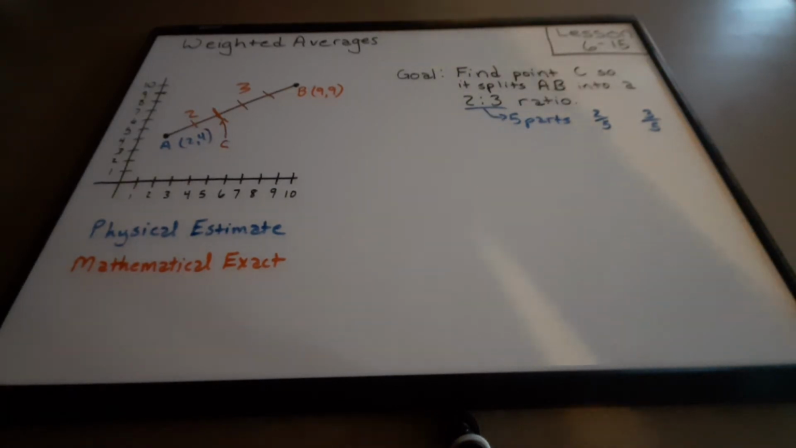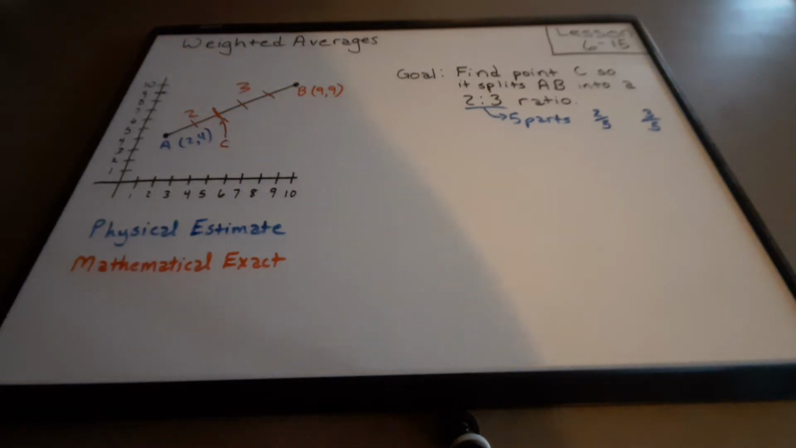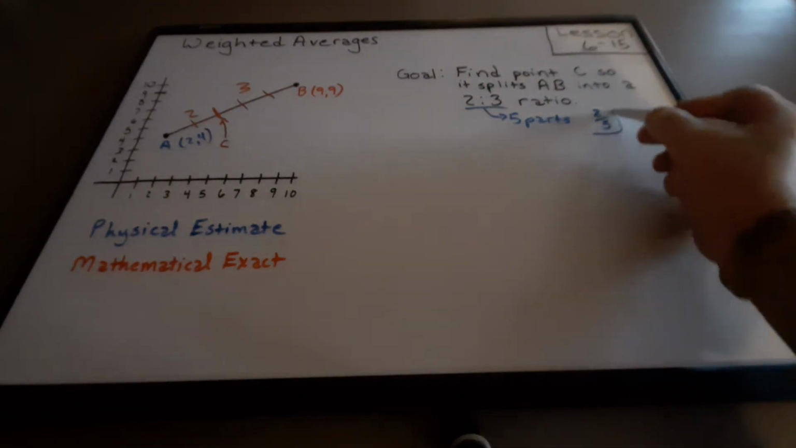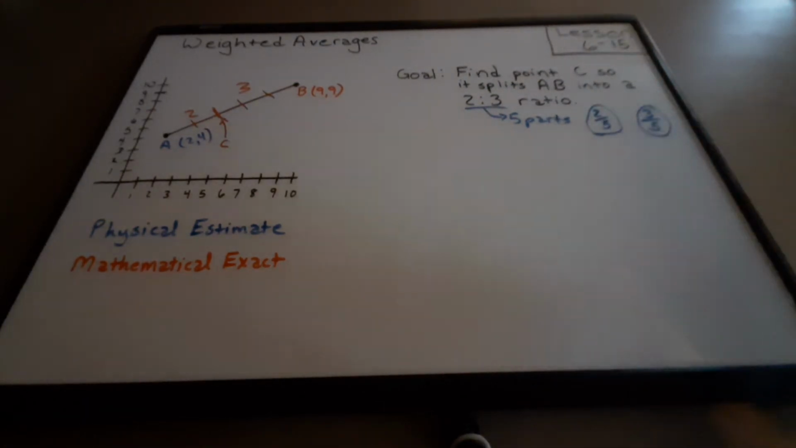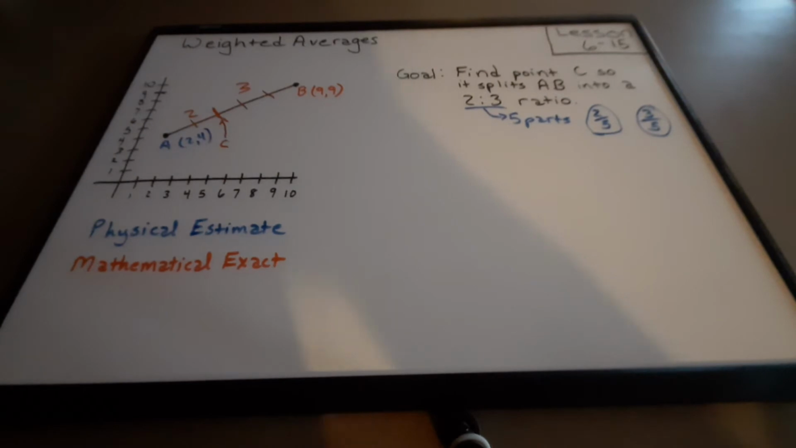Okay, the physical estimate gives us a little bit of help, but it doesn't give us the exact point. We want to be able to find that exact point. So it takes a little bit more work. So now I'm going to do that here on the right. So we're going to use these fractions of 2/5 and 3/5 to figure this out.